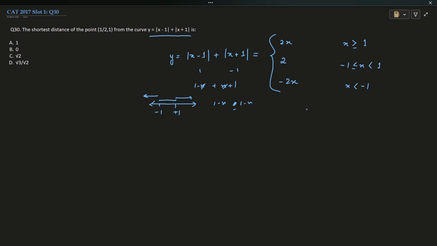Alright guys, now draw the graph. This is minus 1, this is plus 1. When x is greater than or equal to 1, I am having y = 2x. So y is this one. Let's say this is 2. When x will be 2, y will be 4.